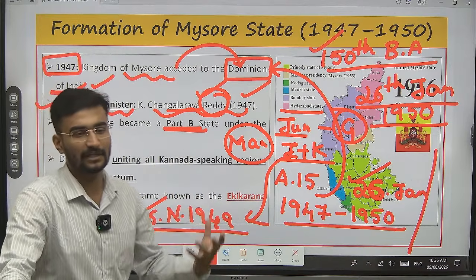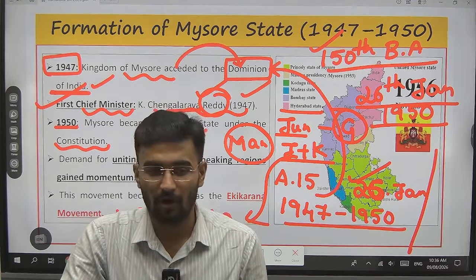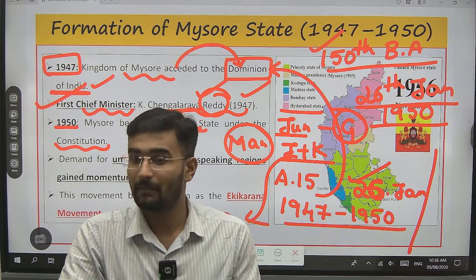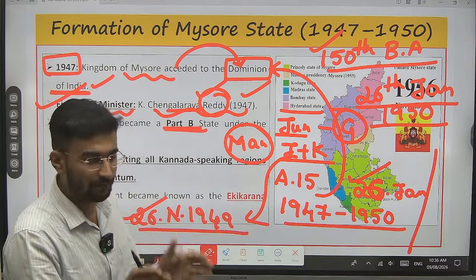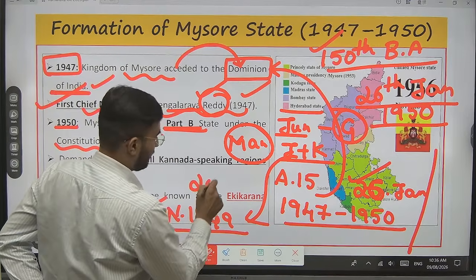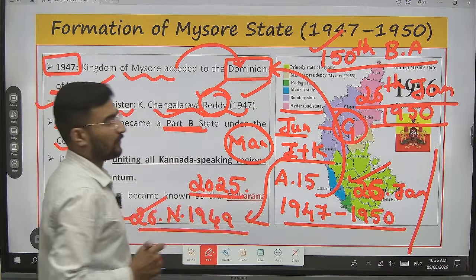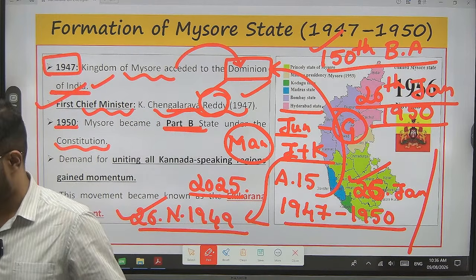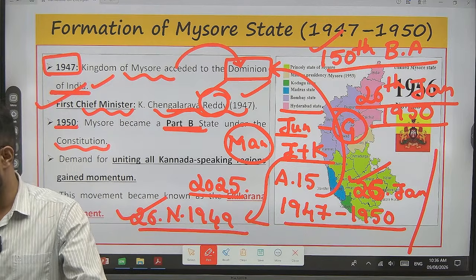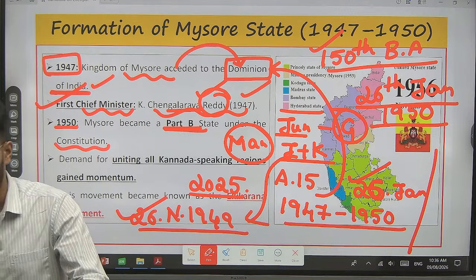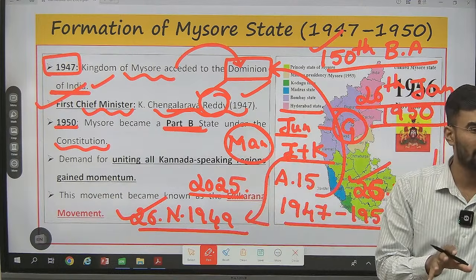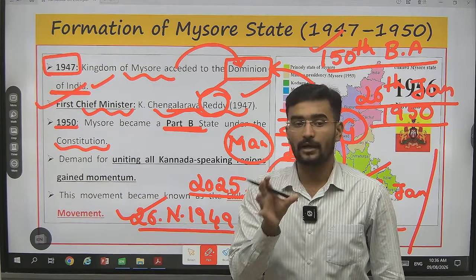And what's the theme of this year's Samvidhan Divas? What's the theme of 2025 Samvidhan Divas? Amara Samvidhan, Amara Swabhiman is the theme of this year's Samvidhan Divas, 2025.